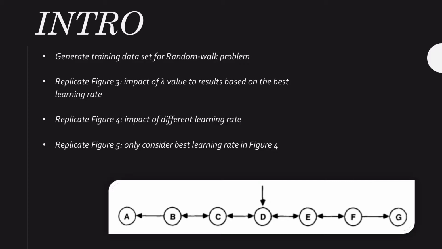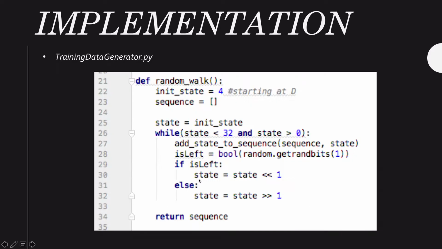Then, to replicate Figure 3 in Sutton's paper, we focused on the impact of the lambda value on the results based on the best learning rate. The second experiment focused on the impact of different learning rates on the process, where I used the same TD lambda algorithm as the previous one. For Figure 5, this experiment performed the same learning process as the second, except that only the best learning rate was considered for plotting.